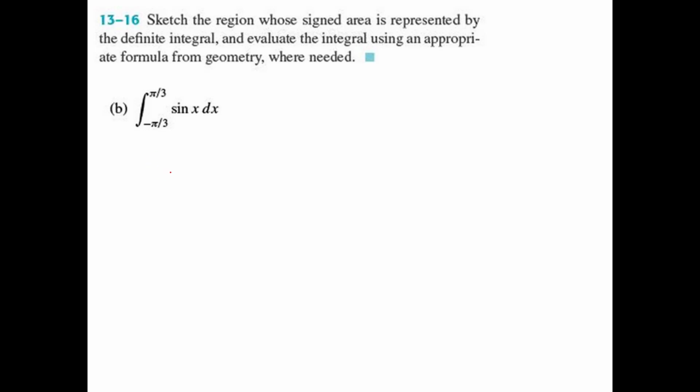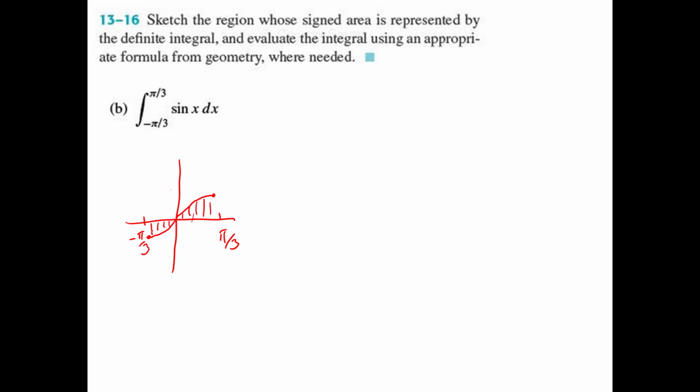Again, this is just asking us to find the area over the interval from -π/3 to π/3 for the sine function. The sine function starts at 0 and goes up, and then on the left side goes like that. One of the things you learned about the sine function in trigonometry is that it's odd. That means that if I take this curve and reflect it across the y-axis and then the x-axis, the two pieces overlap. And what that means is that this area here is exactly the same as this area here.